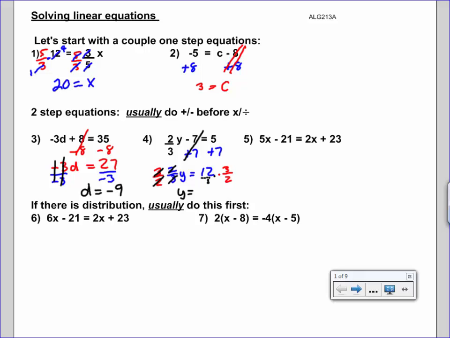At that point, then we're just going to reduce this, cross-reduce our 12 and our 2. 2 into 2 once, 2 into 12, 6, and our answer is 18.